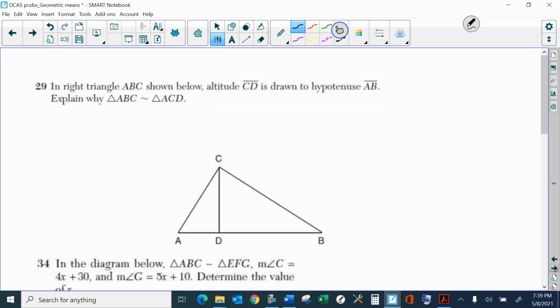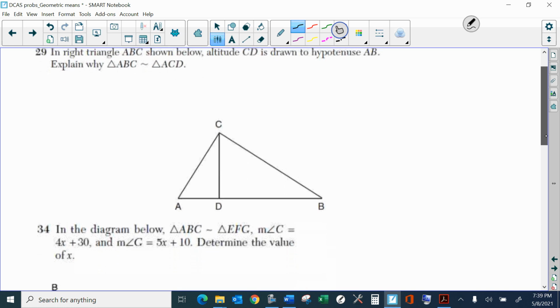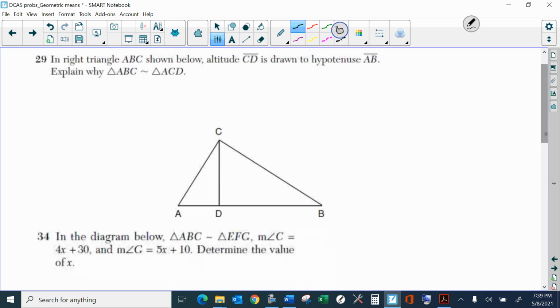Okay, next. CD is the altitude drawn. Explain why triangle ABC, the big one, is similar to ACD.